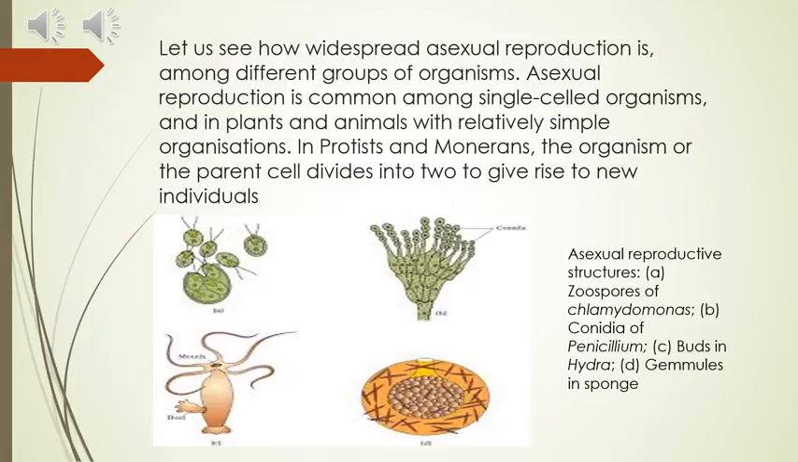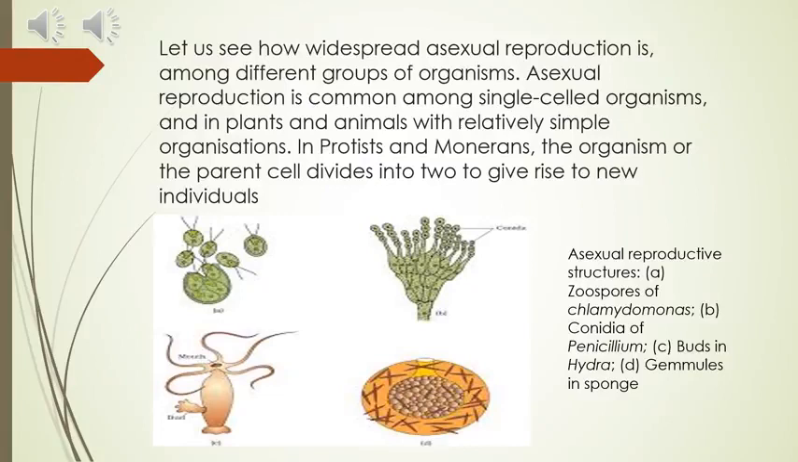Budding is categorized into two: one is known as external budding and the second is known as internal budding. By its name you can understand very well: when the bud formation takes place outside of the body, it is known as external budding, and if it takes place inside the body, it is known as internal budding. External budding, you have seen the example of yeast.